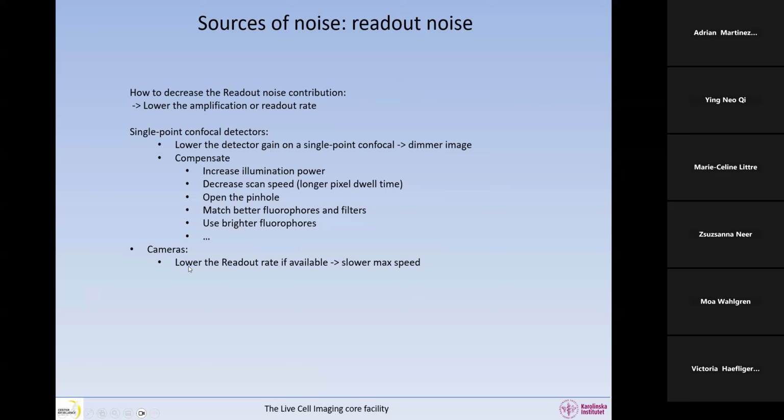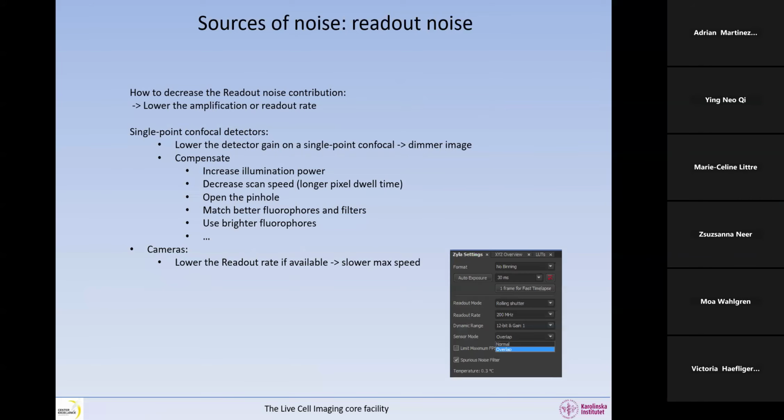On the camera-based system, we have something called the readout rate. And again, unfortunately, different software call it differently, but basically it's the speed. Sometimes they call it speed, high speed, low speed, something like this. So this readout rate, if you have something that allows you to choose, you need to use the slower maximum speed, unless you actually need a high speed. So try to just use the slower one. It doesn't mean it's slow, right? It's still a camera, so it's very fast.